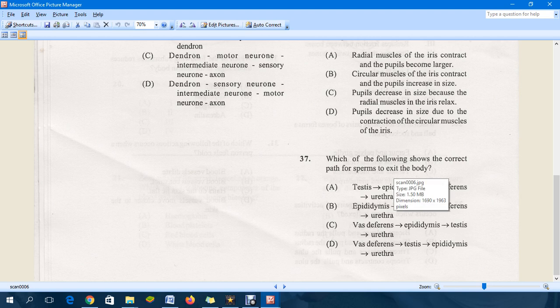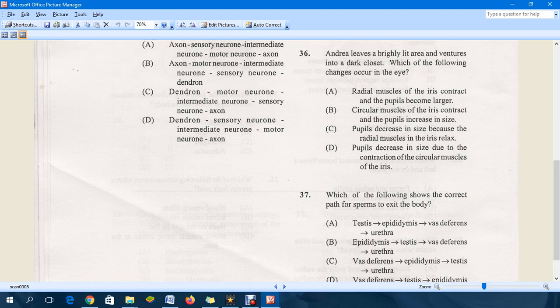Question 37. Which of the following shows the correct path for sperms to exit the human body? We have testes, epididymis, vas deferens, and urethra. So that seems to be the correct answer. So A is the correct answer for this one.